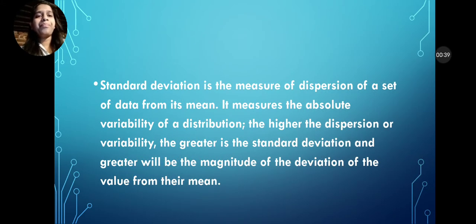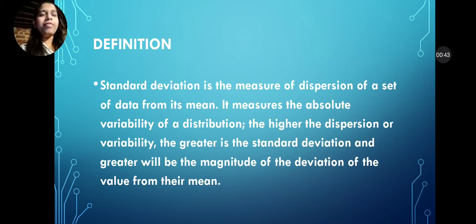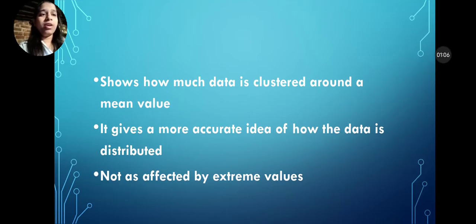So next is the definition. Standard deviation is a measure of dispersion of a set of data from its mean. It measures the absolute variability of a distribution. The higher the dispersion or variability, the greater is the standard deviation, and the greater will be the magnitude of the deviation of values from their mean. This is the definition.